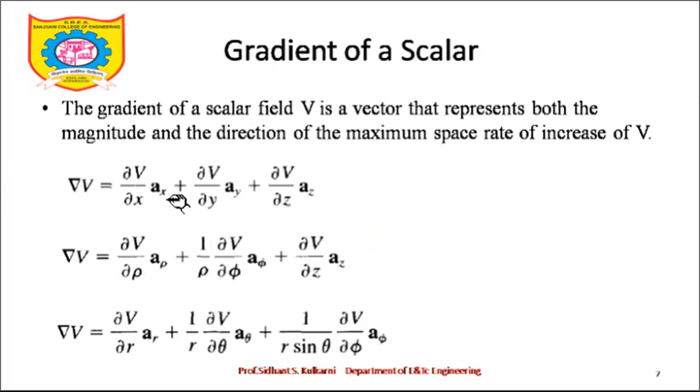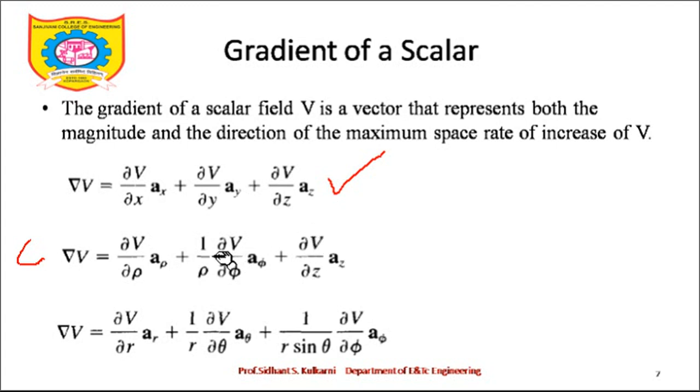See, it is dou V by dou x ax bar, dou V by dou y ay bar, dou V by dou z az bar. This is clear. This is for Cartesian. Now let's look at the next gradient formula. This is for the cylindrical coordinate system. Grad V is dou V by dou rho, the rate of change of any scalar V with respect to rho, rho bar. No problem about that. The last term is dou V by dou z az bar, no problem about it.